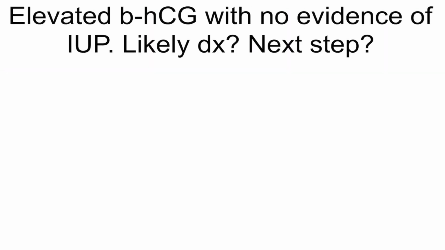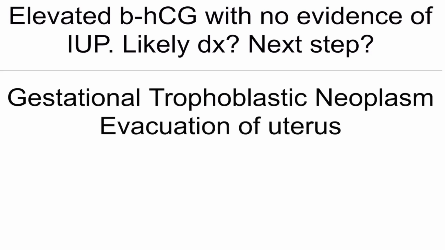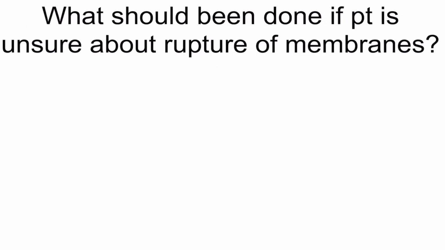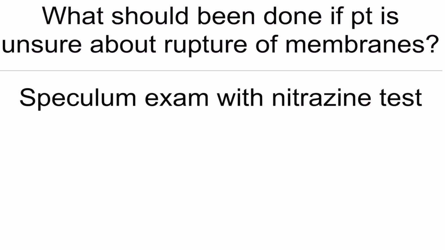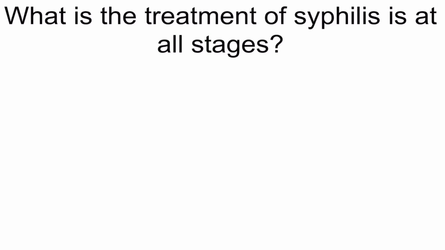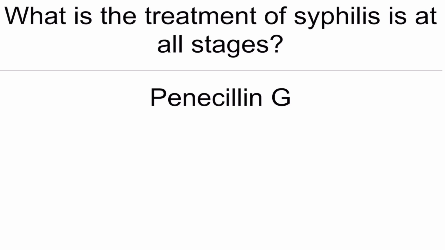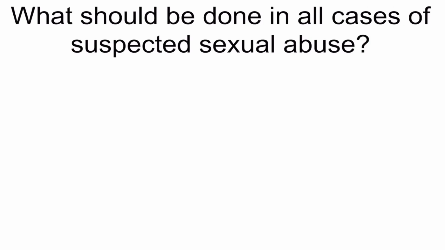Elevated beta HCG with no evidence of IUP. What's the most likely diagnosis and the next step in management? Gestational trophoblastic neoplasm, and you evacuate the uterus. What should be done if a patient is unsure about rupture of membranes? Speculum exam with nitrazine test. What is the treatment of syphilis at all stages? Penicillin G. What should be done in all cases of suspected sexual abuse?